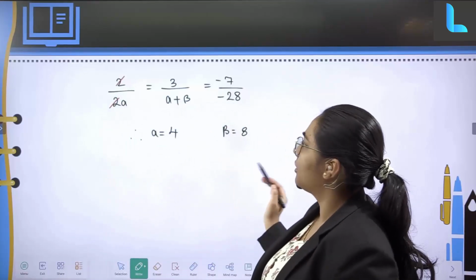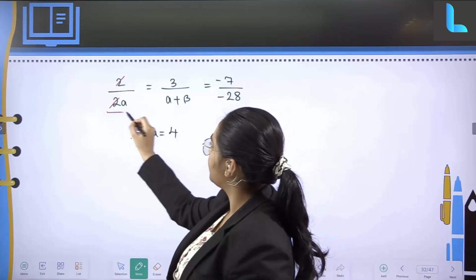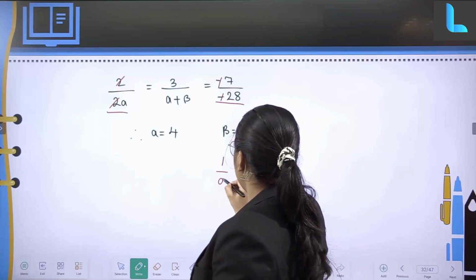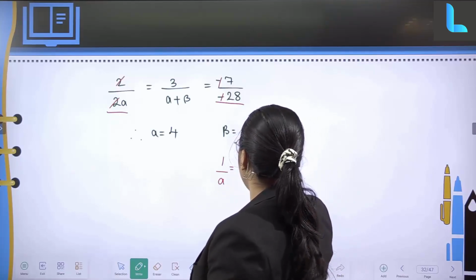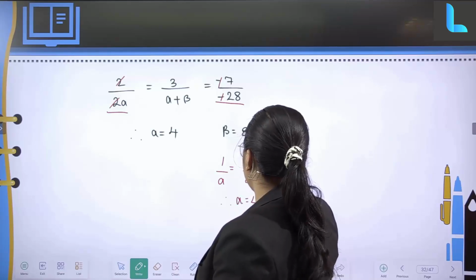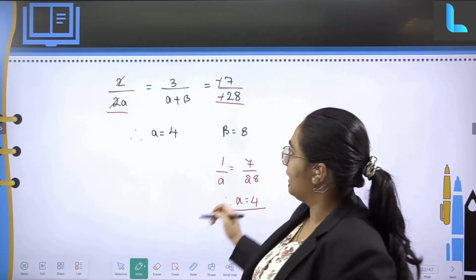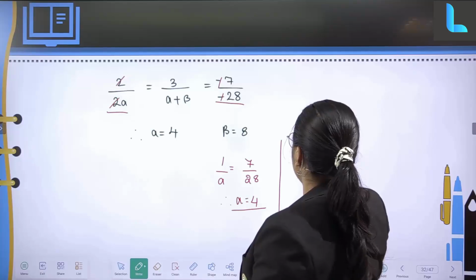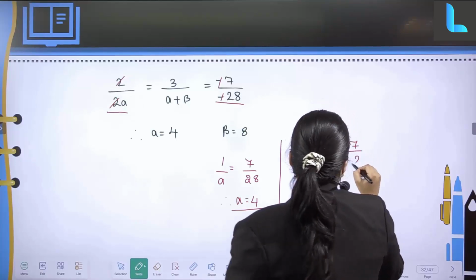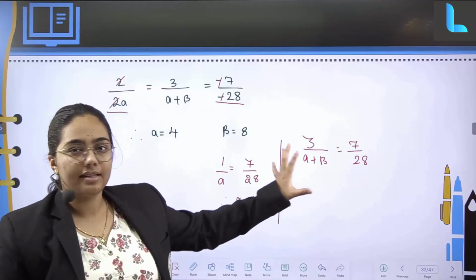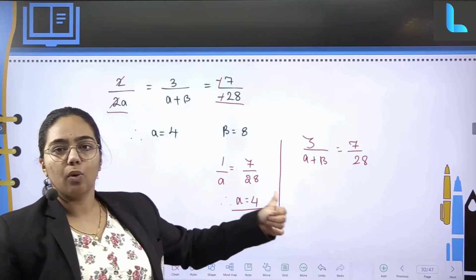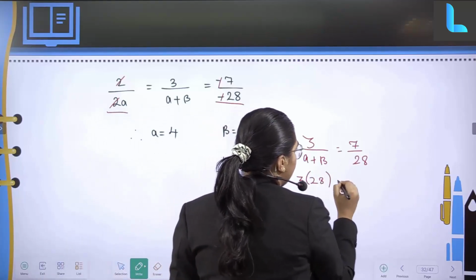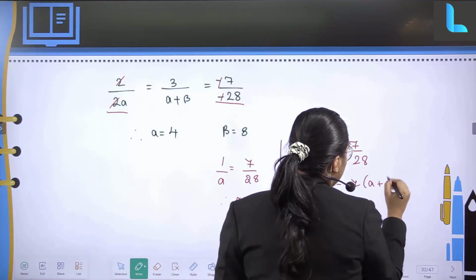When I substitute everything, minus and minus get cancelled. So 1 by a is equal to 7 upon 28. Therefore a is equal to 4. Similarly, 3 upon a plus b is equal to 7 upon 28. I have to cross multiply this and then find the answer. I already know my value of a. So 3 into 28 is equal to 7 into a plus b.